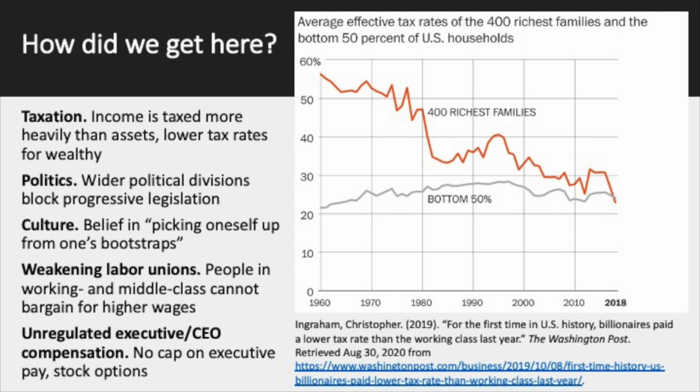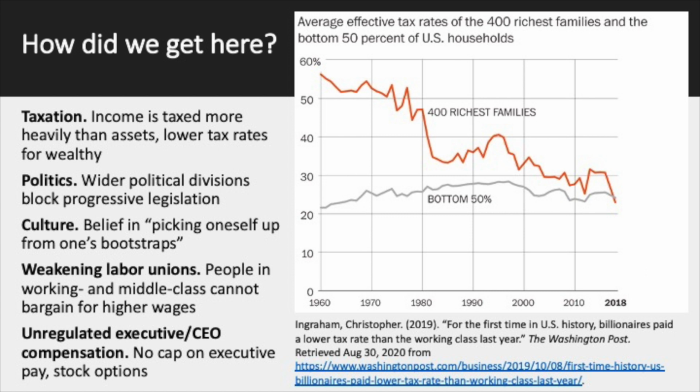Culture. The belief in picking yourself up by your bootstraps in order to achieve the American dream. We have a very individualistic culture that emphasizes how one's own decisions shape where they end up. Okay? We talked a bit about this last week as well. The other two, and I won't get into these in great detail, but weakening labor unions. So people in working and middle class households can't bargain for higher wages. And we've seen the weakening of labor unions over the decades in the US.